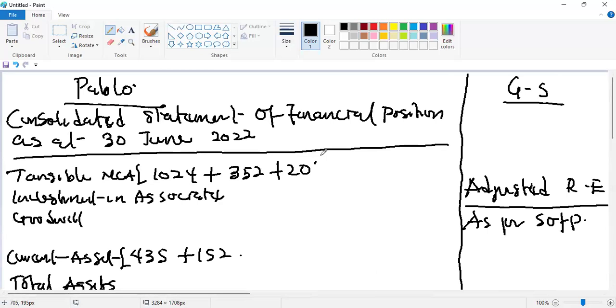Next, on 1st July, Pablo acquired a 25% holding for 48 million when the fair value of the net asset was 160. Purchase consideration of 48. Has it been recorded? I'll go and check. Oh, it has been recorded. Cost of investment 48.